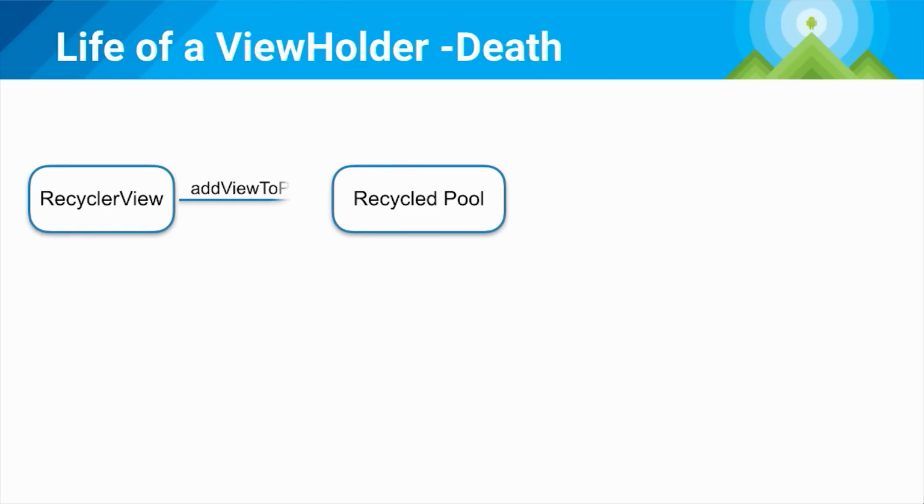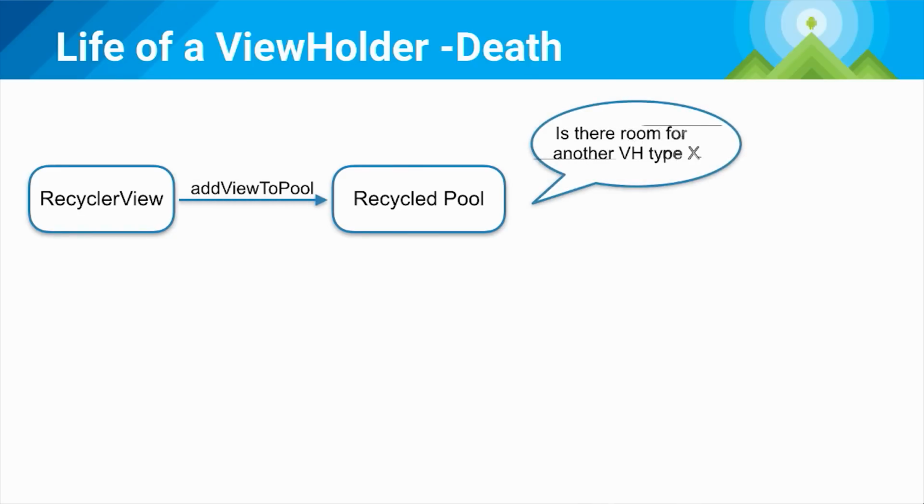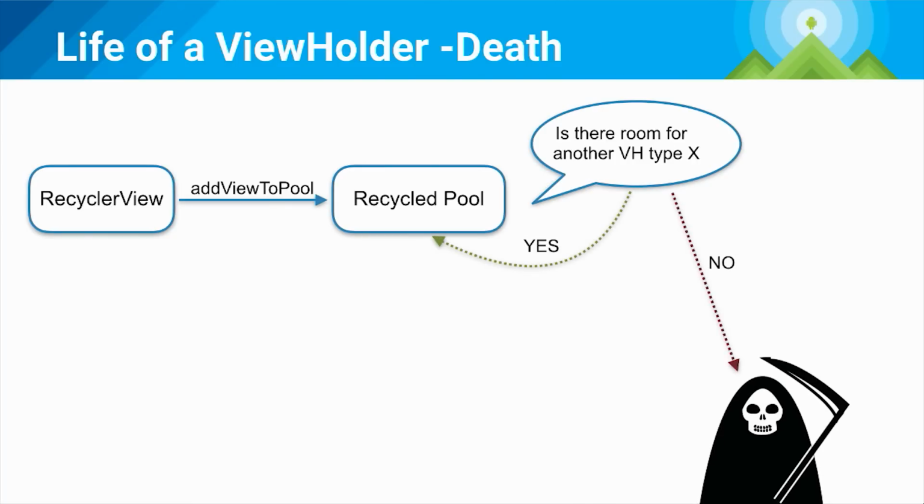OK. So another case is RecyclerView says, add view to the pool. The pool says, OK, I have too many of these views of type X. And when that's the case, it says, no, I don't want to recycle it because I already have 5 of it. And then we kill the view. You don't want this to happen.